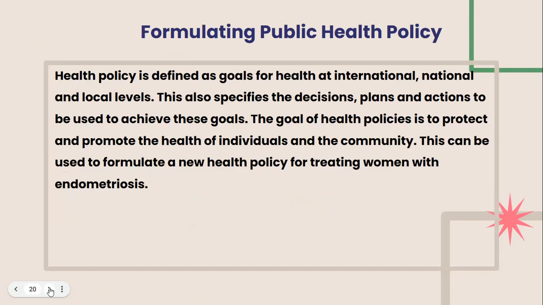So firstly, we have to formulate a public health policy. Health policy is defined as goals for health at international, national, and local levels. It also specifies the decisions, plans, and actions to be used to achieve these goals. The goal of health policies is to protect and promote the health of individuals and the community. And health policies can be used to formulate a new health policy for treating women with endometriosis.